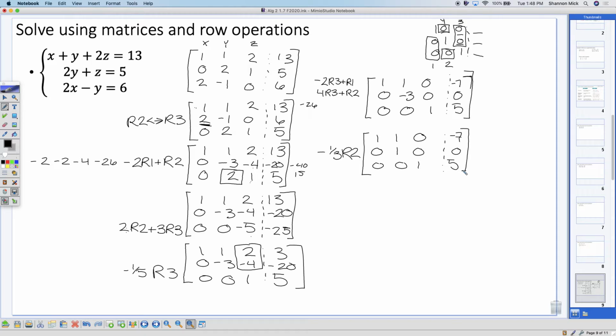Okay, so now I'm doing good, right? Yes. I hope so. So what's my last thing? Well, you're going to use the second row to get rid of the 1 in the second column in the first row. So do it.